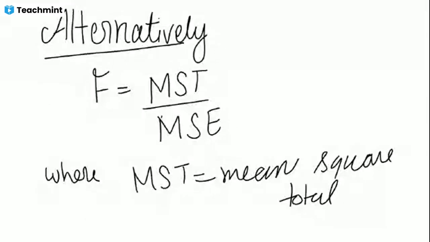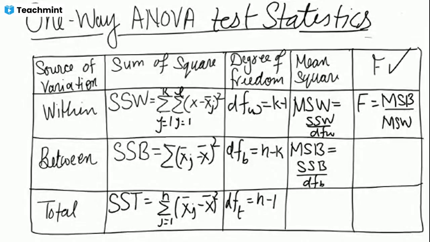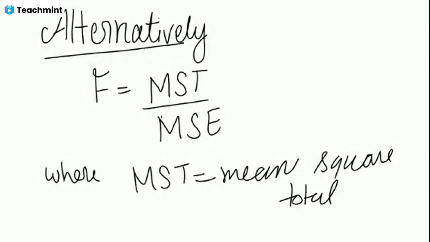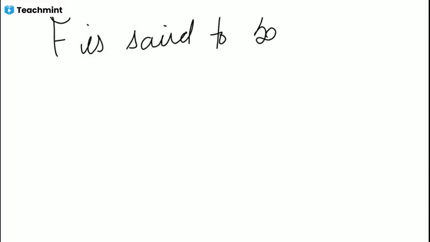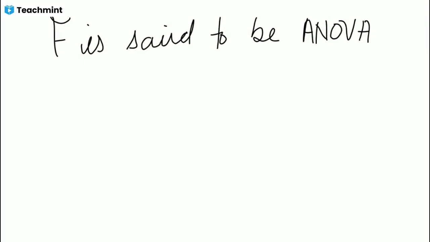And here this F is said to be the ANOVA coefficient.